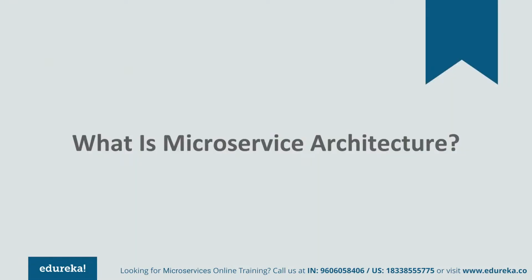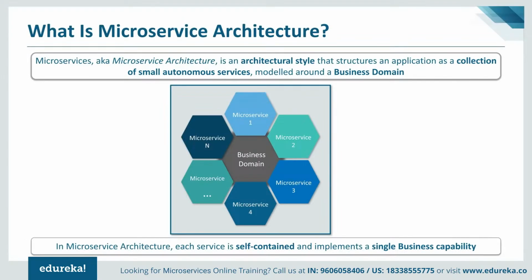Now is the time to understand what exactly microservice architecture is. Microservices, also known as microservice architecture, is an architectural style that structures an application as a collection of small autonomous services modeled around a business domain.